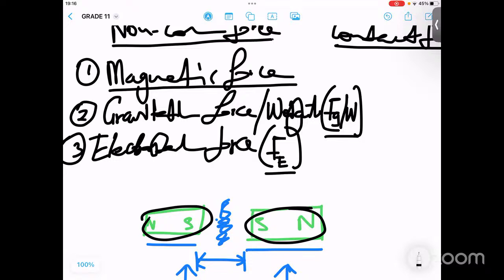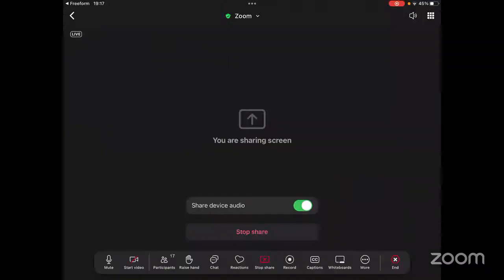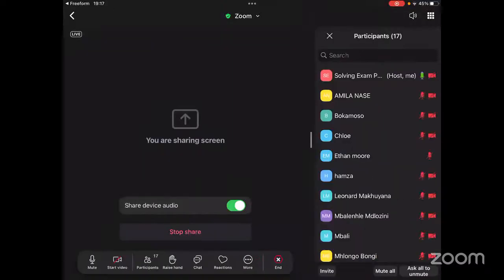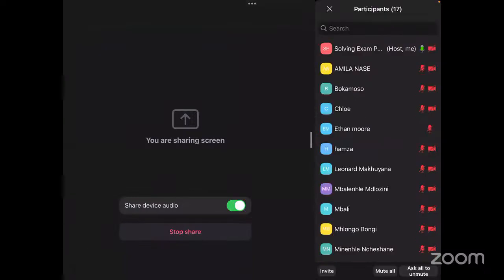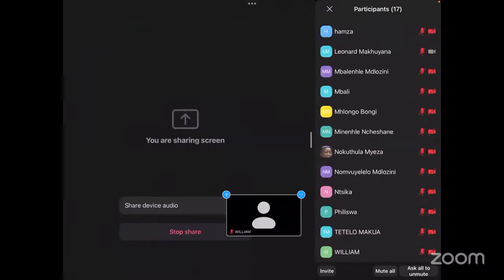Okay, before I move on to the contact forces, can I just ask if you guys understand non-contact forces? I think this will be a good opportunity. First, just respond with a yes or no on non-contact forces. Just unmute and then respond.